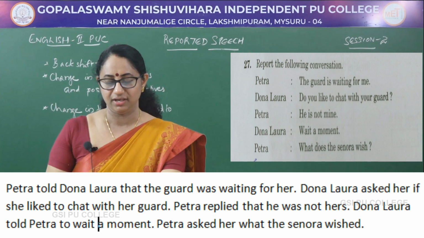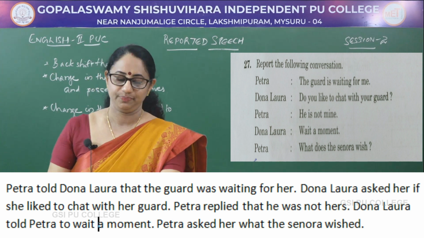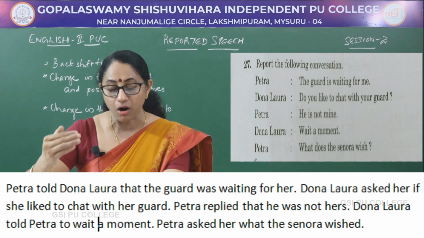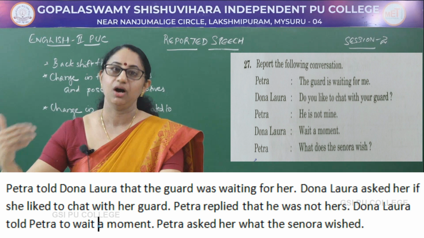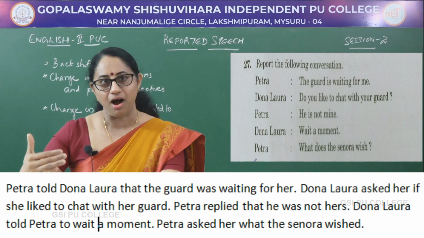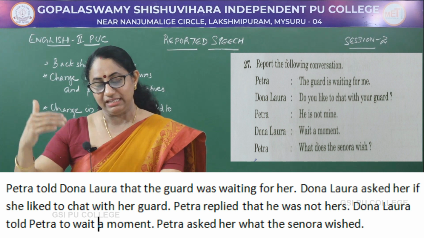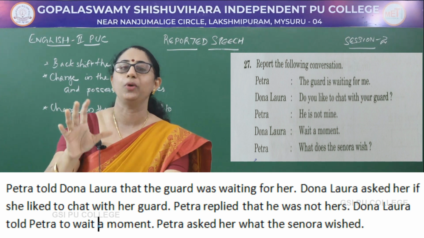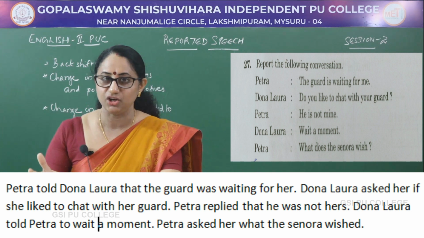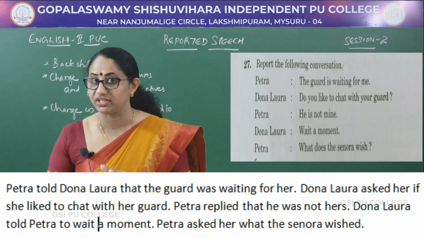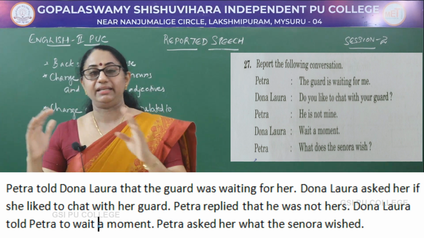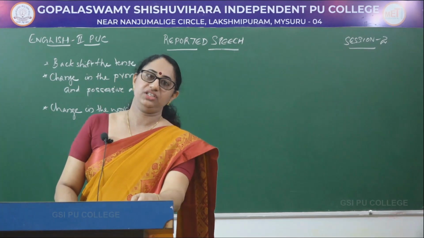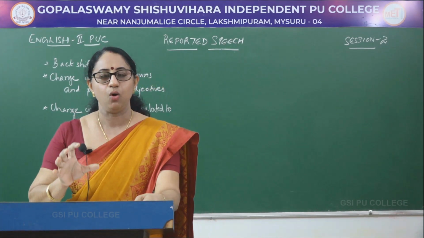Now Petra asks a question to her. "What does the Senora wish?" Petra asked her mistress what she wished, or Petra asked Donna Laura what the Senora wished. "Does wish" is simple present tense, it becomes "wished." And "what does the Senora wish" becomes "what the Senora wished," because "does wish" should come at the end. The Senora should come at the beginning because we are converting a question into a statement. So this is how you need to do.